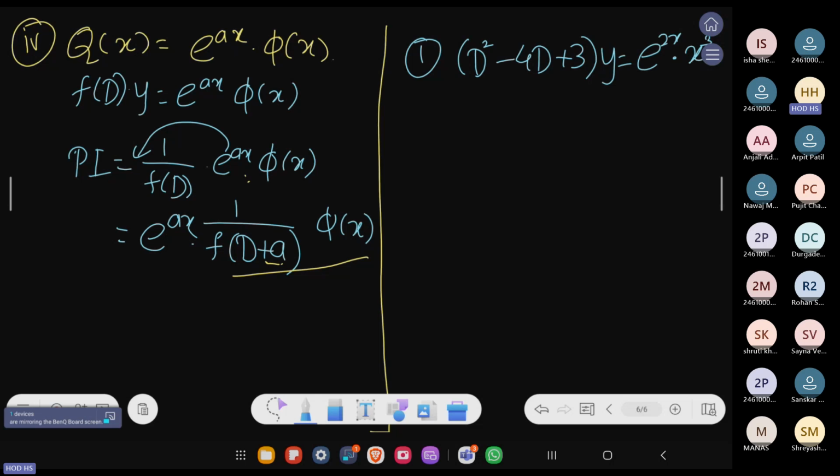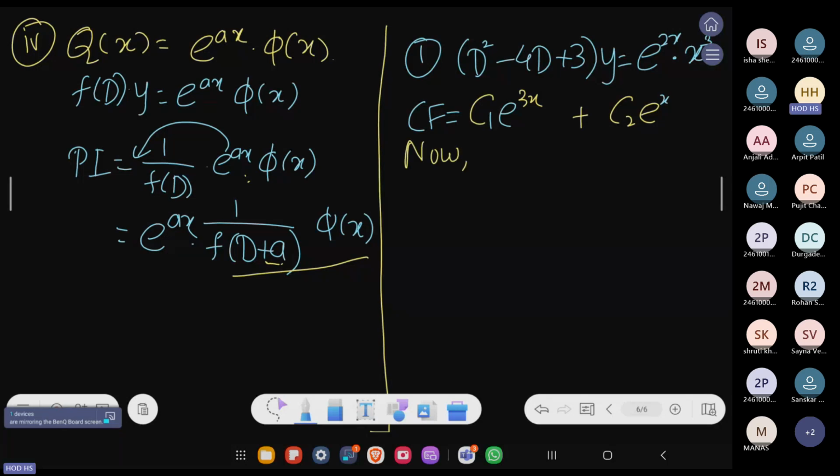Okay, so how? Well, definitely we must start with calculating CF. What is CF of? C1 e to the power something and C2 e to the power something. Well, what are those? 3x and x. Right? 3 and 1.